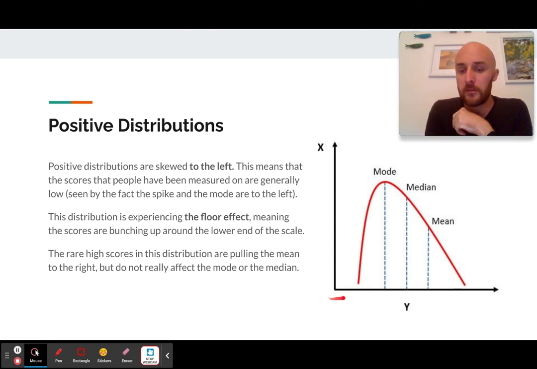So down here would be your scores. If you scored down here, you've scored highly. If you scored down here, you've scored lowly. Generally speaking, as you can see, most people have scored towards the lower side of the graph, meaning that people have not performed well in this test. Now, this distribution is experiencing what we call the floor effect.